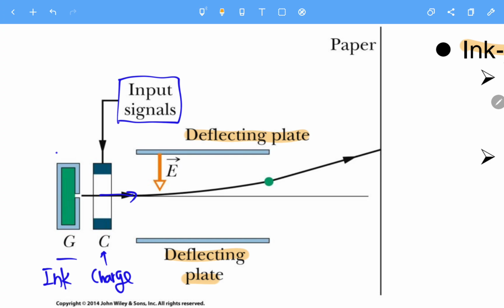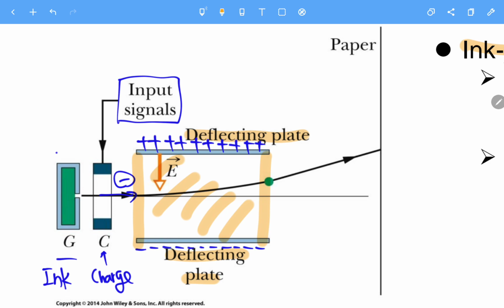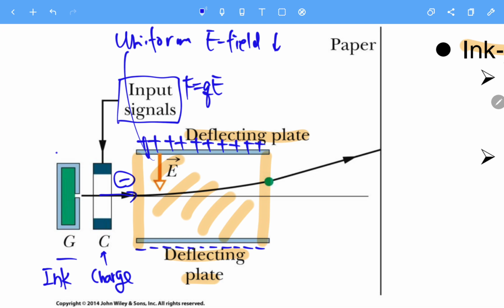For the ink, of course we try to put some negative charge there, and then we generate the E field pointing downward, which means that for the top plate we have positive charge, and on the bottom plate we have a negative charge. So we assume that in this area it will generate a uniform E field pointing downward. In that case, it is a negative charge, so according to F equals QE, Q is negative, so the force will be pointing upward.